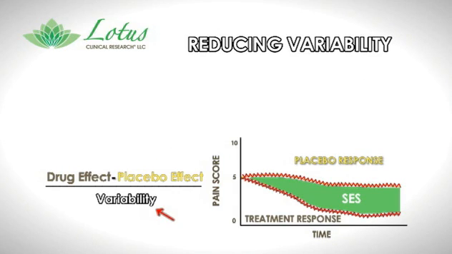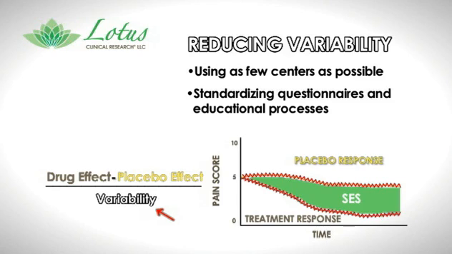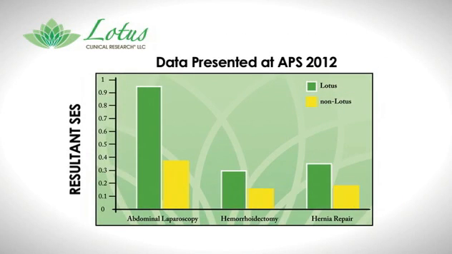The last component is variability reduction, which can be achieved by using as few centers as possible in order to meet enrollment goals, and standardizing subjective portions of the protocol amongst the various study centers and study coordinators that will be performing the trial. At Lotus, examining, understanding, and improving our SES in analgesic studies is our core mission.